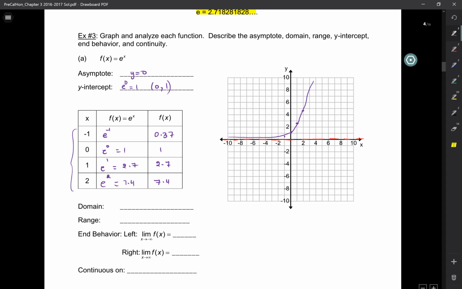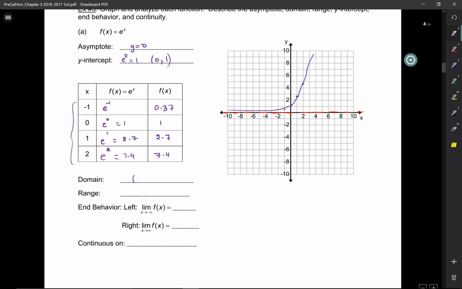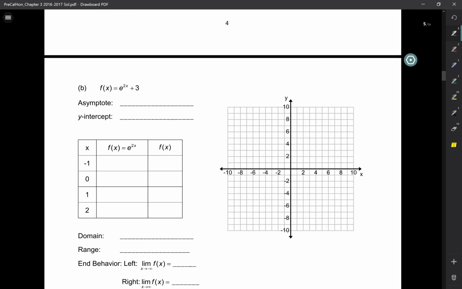And look at that, everybody. That's e to the x. Same domain. Same range. As x approaches negative infinity, we're approaching 0. And on the other side, we're approaching positive infinity. And we love exponential functions because they are continuous everywhere.